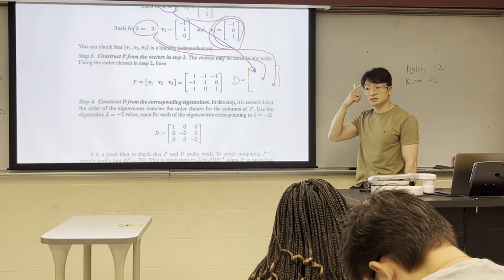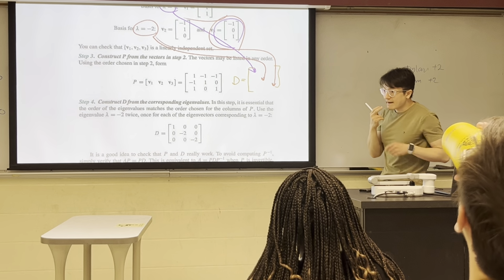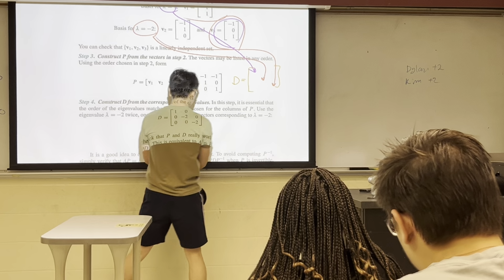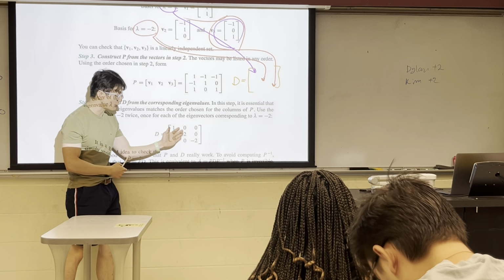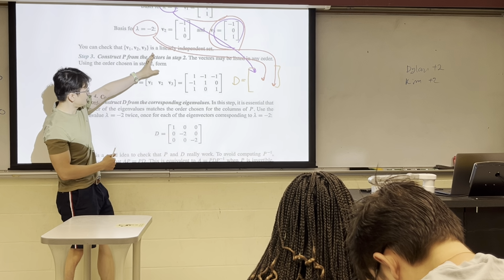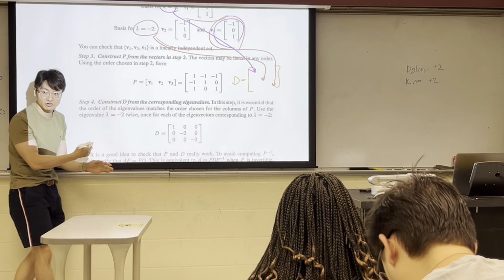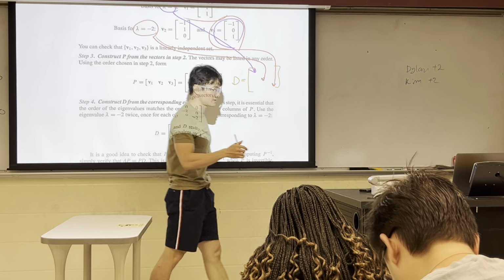Could you switch around the -2 to be the first column? As long as you change where the vectors are, yes, it's fine. So as long as the order of the eigenvalues is aligned with the eigenvectors, then the order doesn't matter. Columns 2 and 3 can be switched because they're both for -2. Yes. Okay.